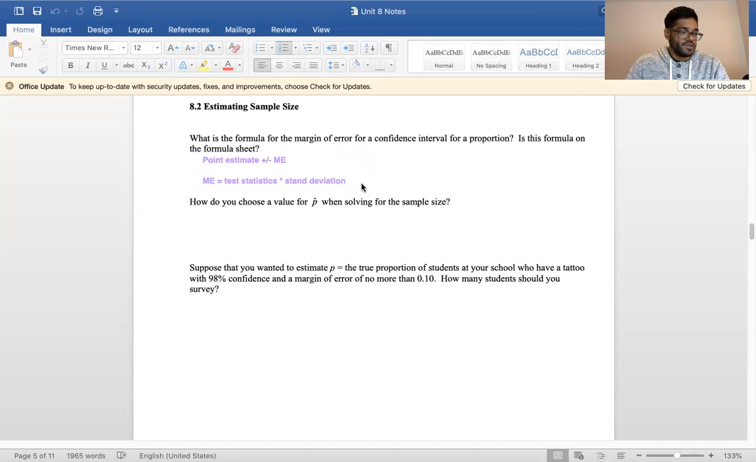So now, how do you choose a value for p hat when solving for sample size? What you're going to do is use a guess for p hat based on a pilot study, or any past experiences.